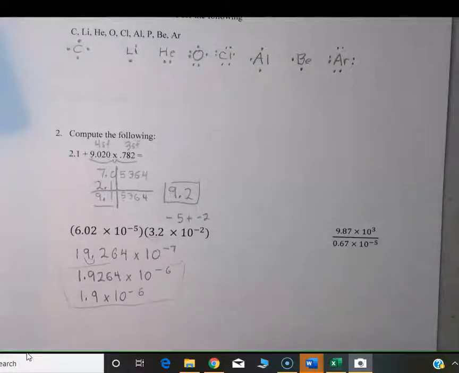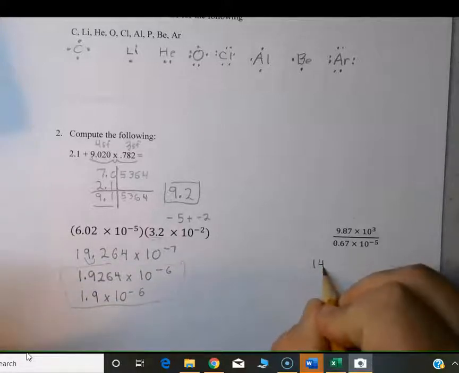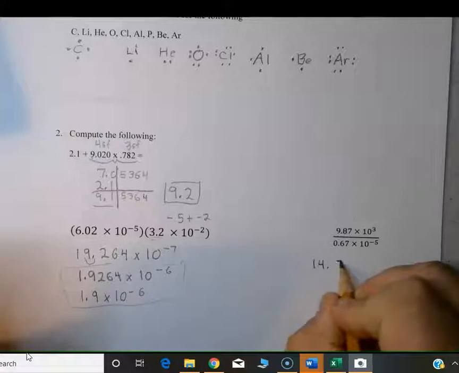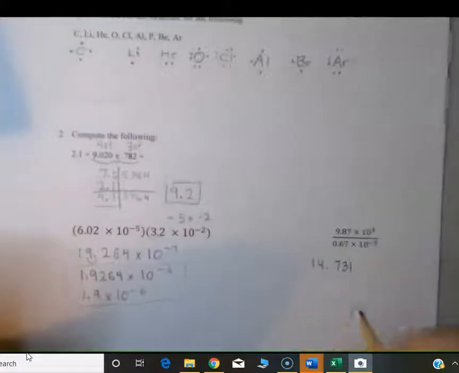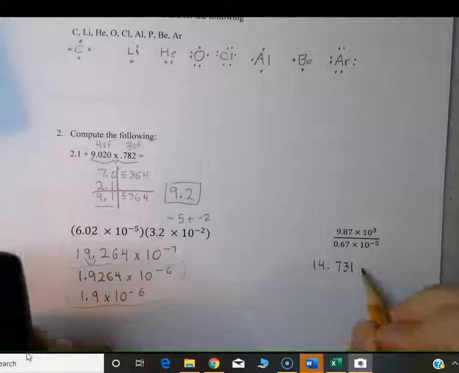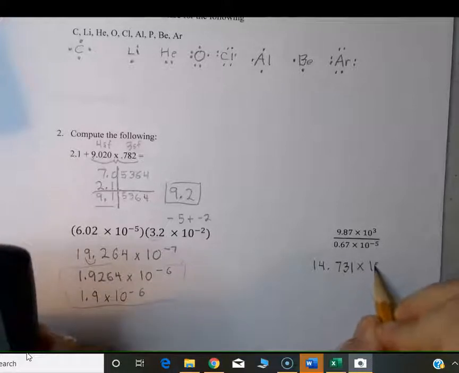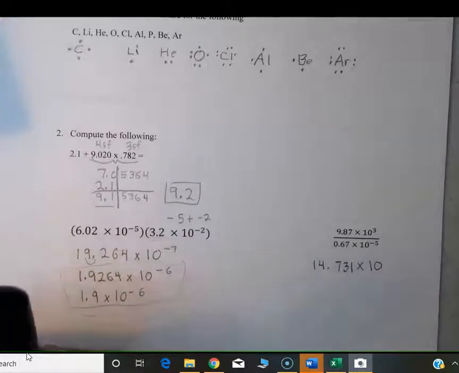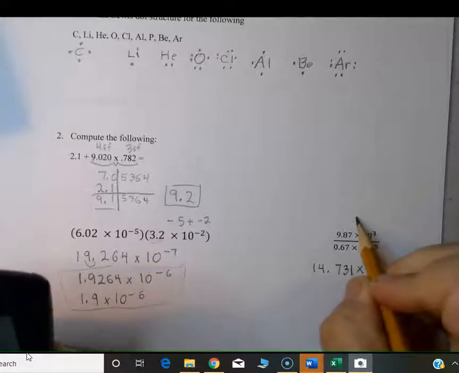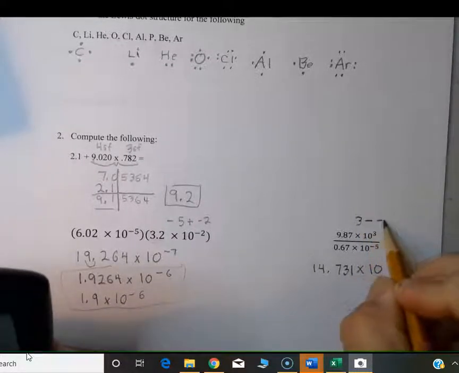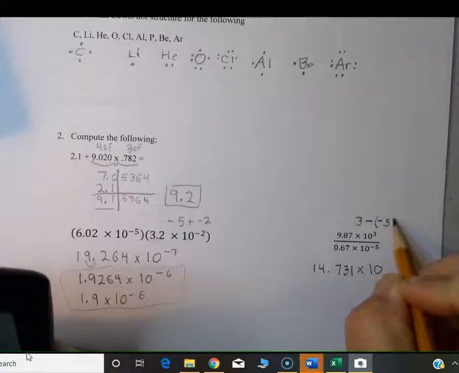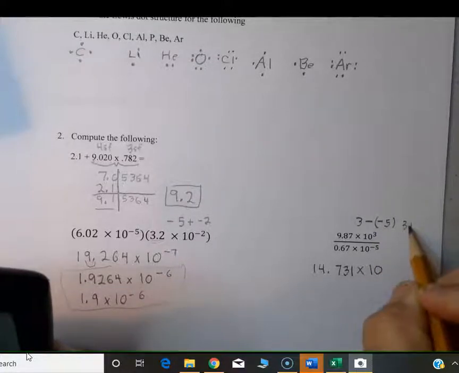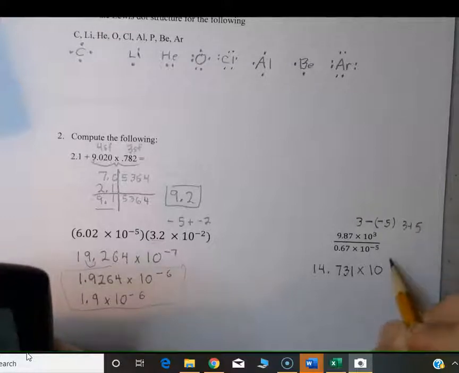All right, so we're going to divide 9.87 by 0.67. And that gives us 14.731 and a whole lot more digits that I'm not going to write. And it's times 10. Be very careful on these, okay? Even if you're good at math, I would write this down. It's 3 minus -5, so that's going to be 3 plus 5. So that's going to be 10 to the 8th.